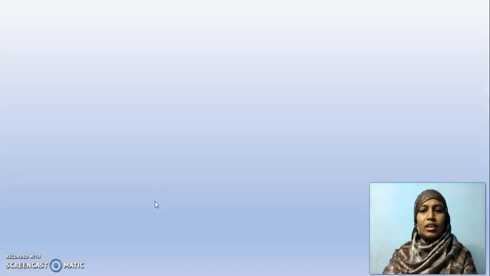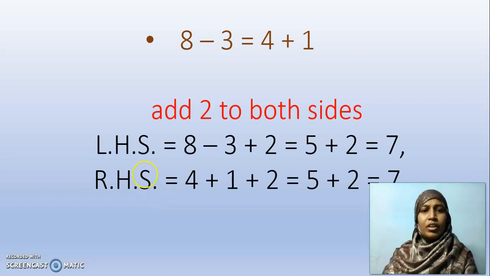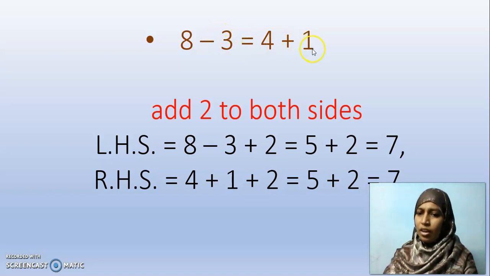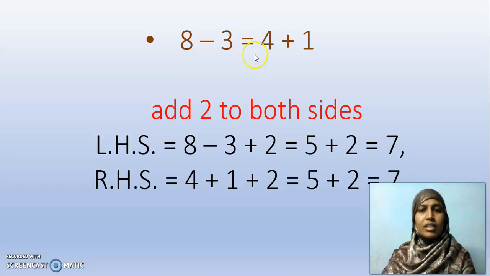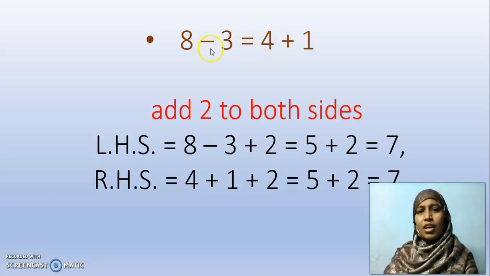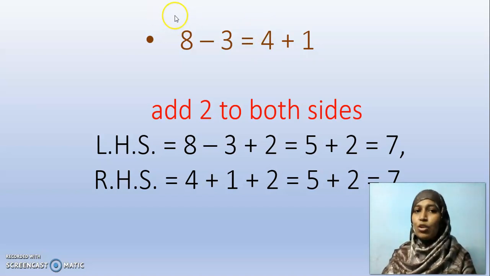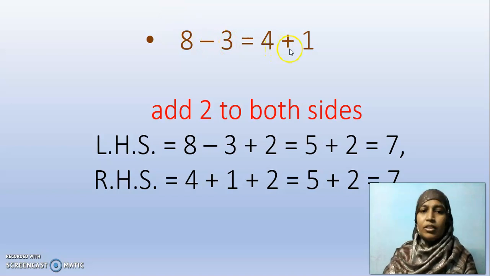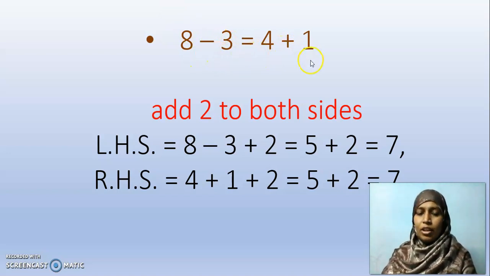Now let's see a numerical equation. Here we have a numerical equation. 8 minus 3 is equal to 4 plus 1. What is 8 minus 3? 5. What is 4 plus 1? Again 5. So it's an equation. It is well balanced and I can say it's an equation. What is missing here? We saw a few conditions for an equation, no? What is missing? Yes, we don't have any variable here. Okay, it's a numerical equation.